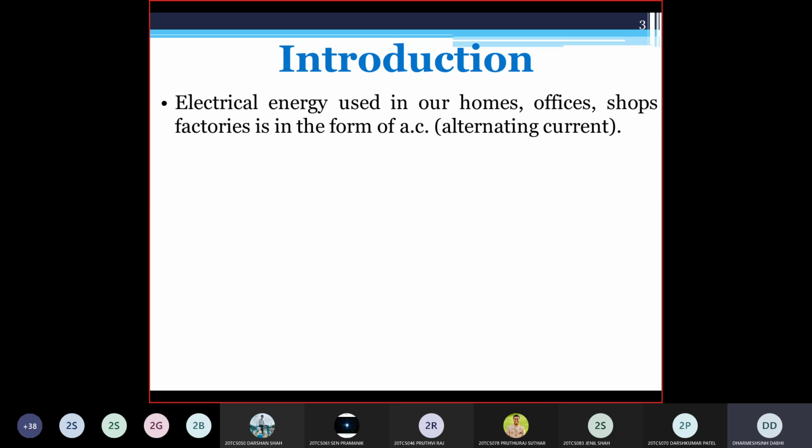So this is the biggest advantage of using the AC. As you know, at our home we get the AC supply. We have 230 volt AC supply, but actually it is generated at 11 kV, 11,000 volt. After that it is stepped up by the step up transformer, and then it is transmitted for a long distance. So why is it stepped up? Because if they increase the voltage, automatically the value of current will decrease.